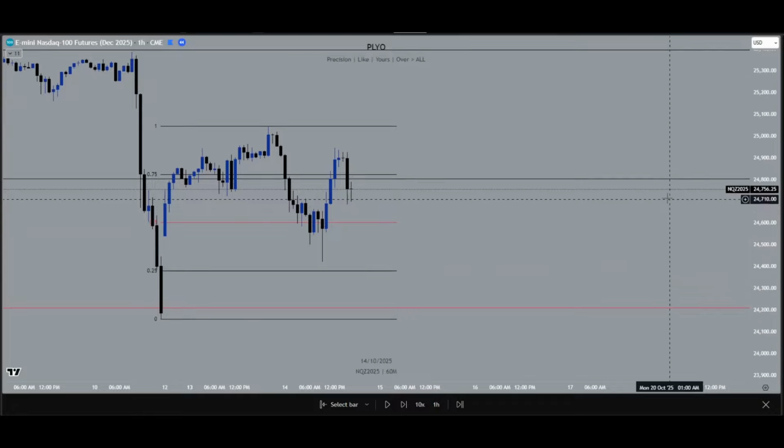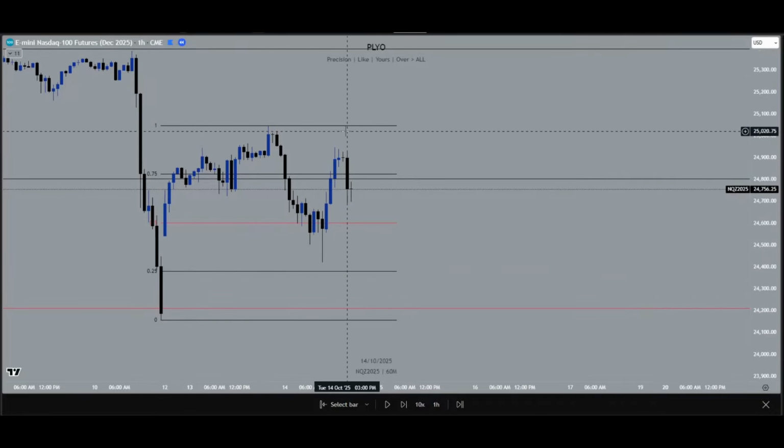Now, let's take it a step further. On this way back up, what do we have here? It looks like another internal dealing range. It's a swing low here. It's a swing high there. How can we see that a bit better?